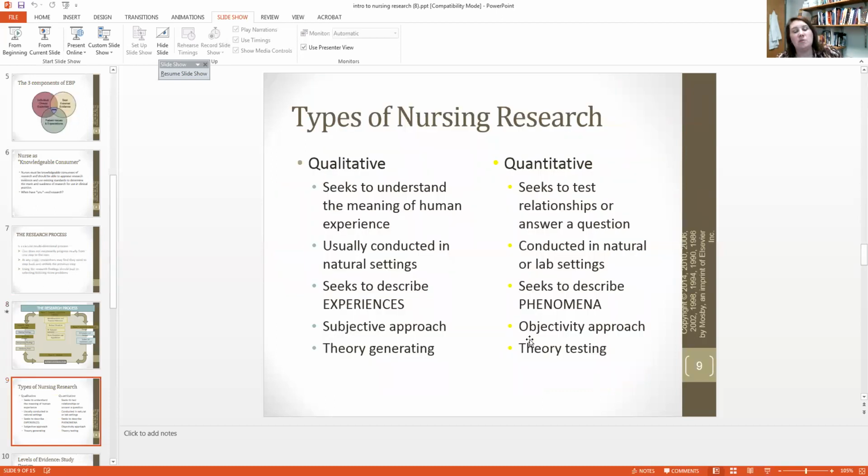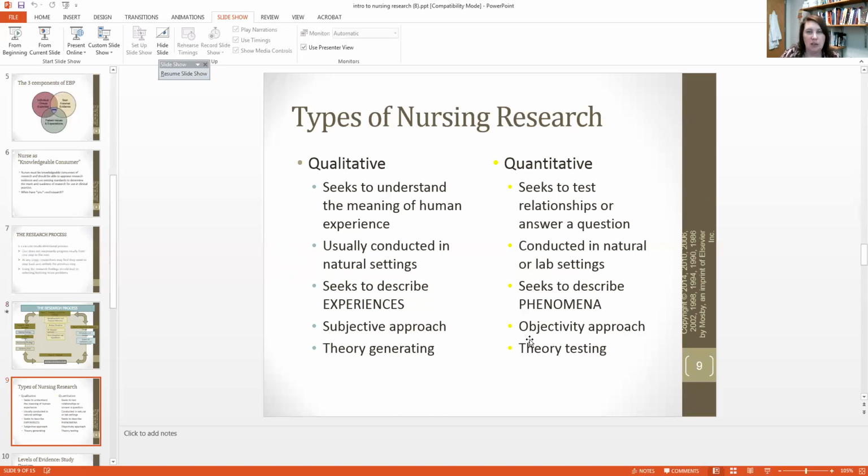Different types of nursing research for us to look at are, again, qualitative and quantitative. As you can see in this slide, qualitative, again, seeks to understand the meaning of human experiences, usually conducted in a natural setting, seeks to describe the experience. It is a subjective approach, and the whole point is that if I can understand the experience you're having, perhaps I can generate a theory out of this. Maybe there's something that can be disseminated to others from your experience.